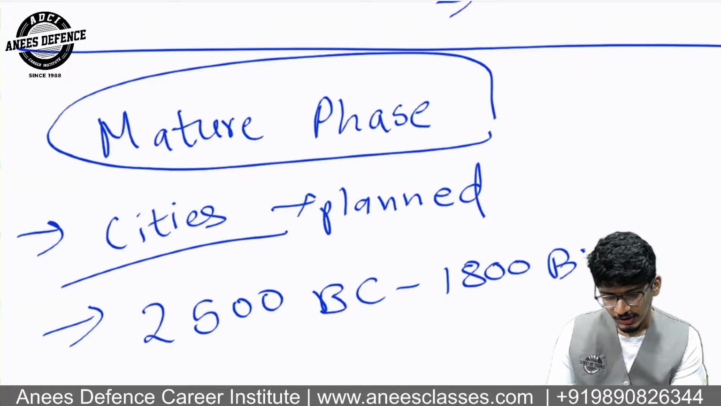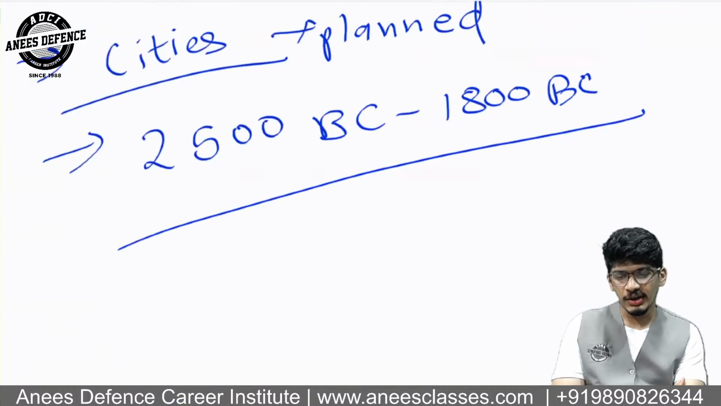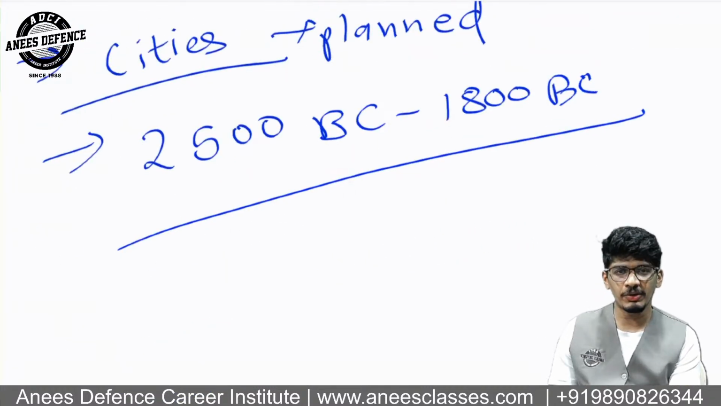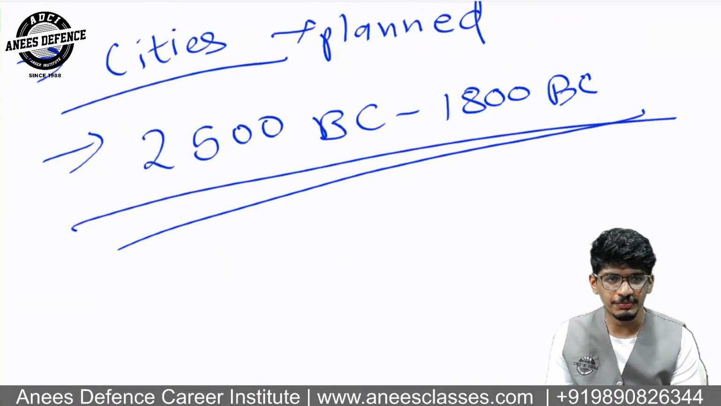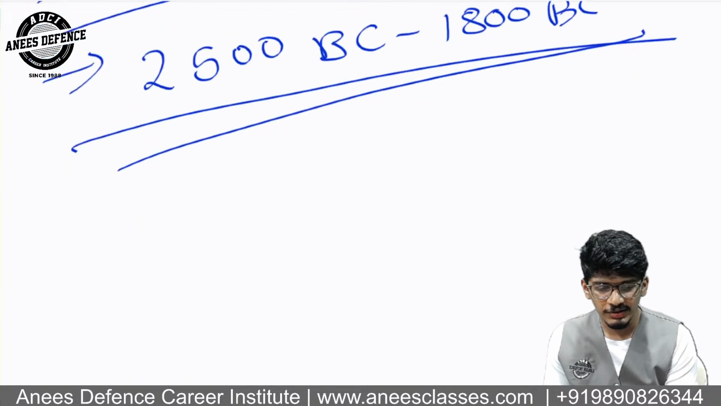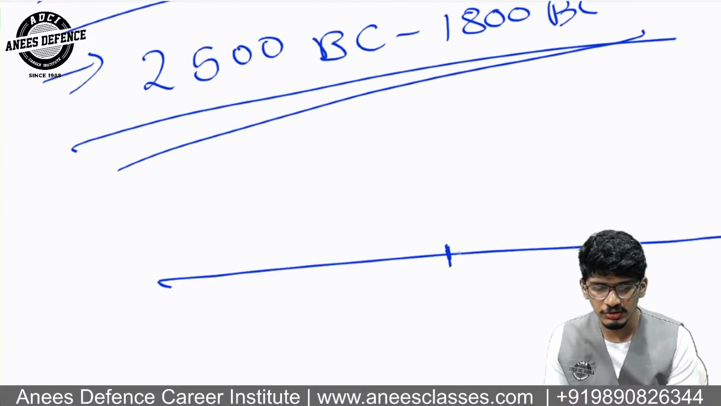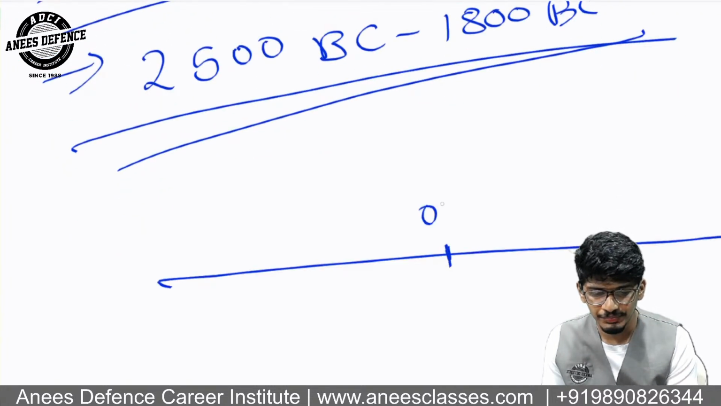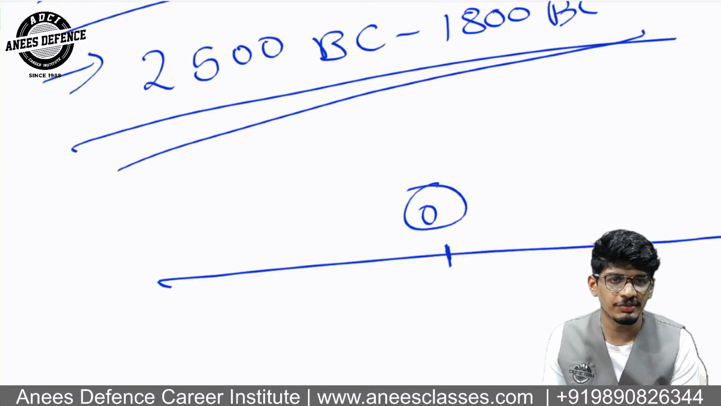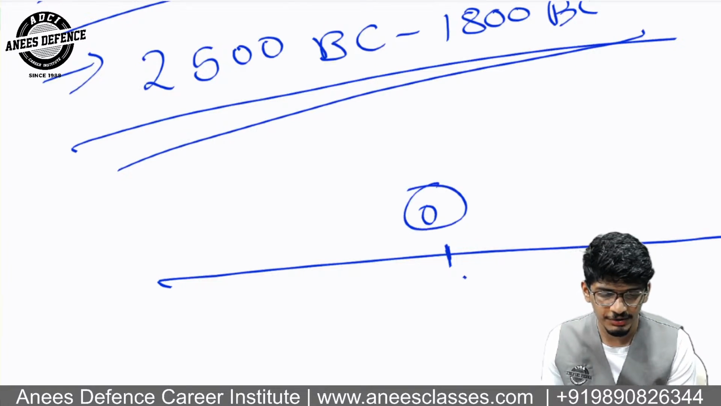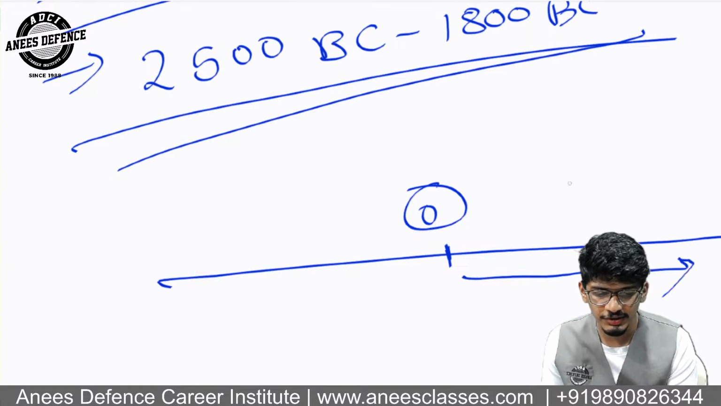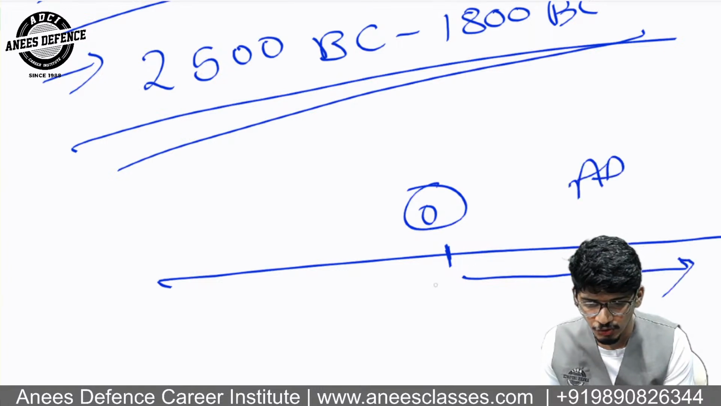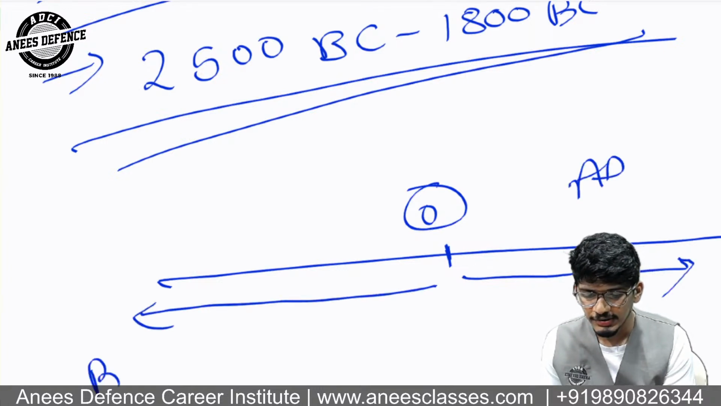Now, do you know why we are counting the dates backwards in this part of our lecture? When I was studying history, the classification of time, this is the year of the Christ, 0. When we move ahead, this is called AD. And when we move backwards, this is called BC.